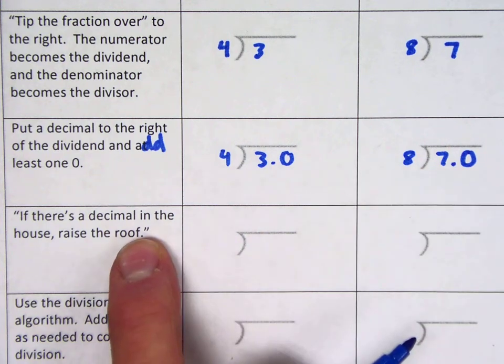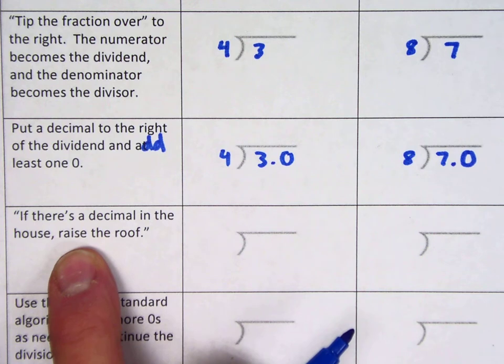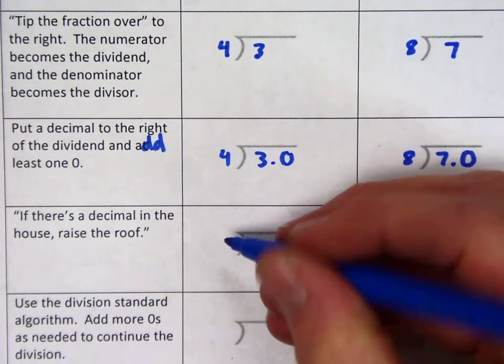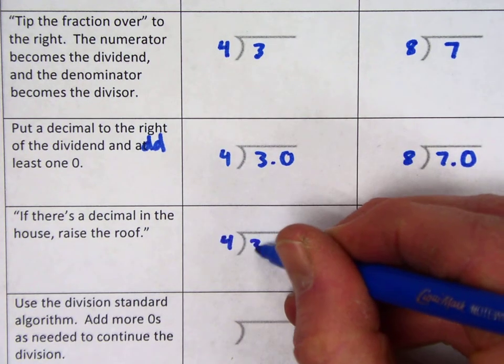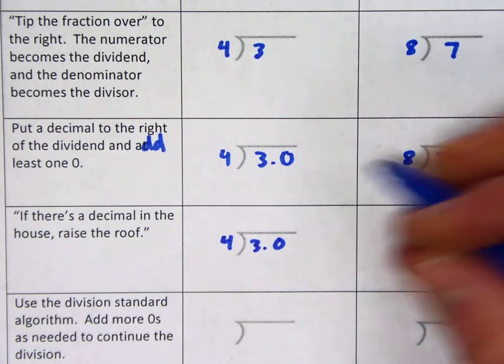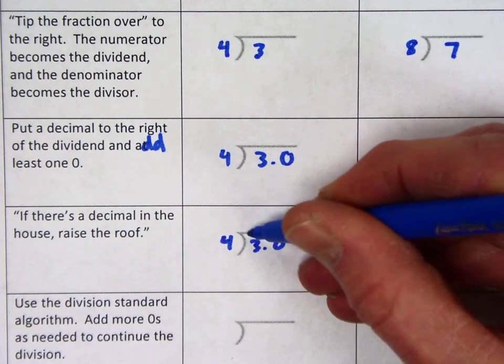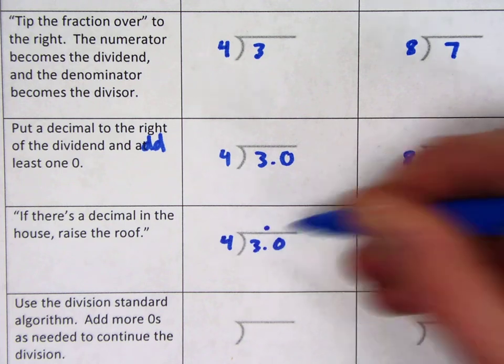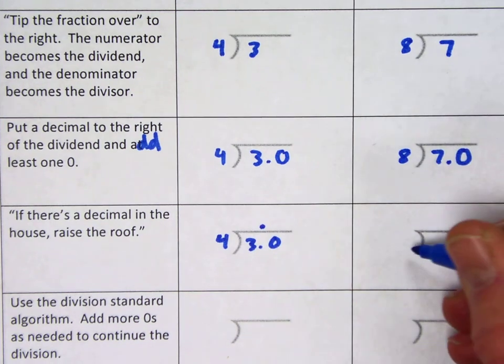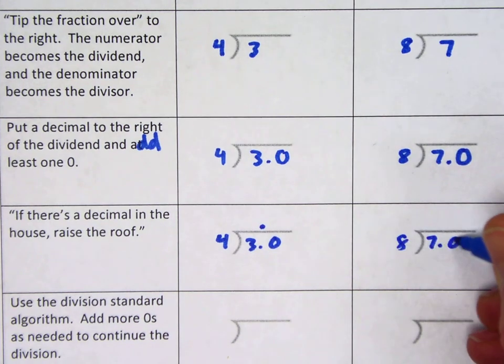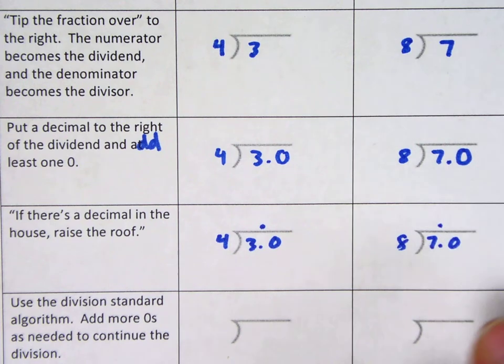The next phrase is: if there's a decimal in the house, raise the roof. That means this. If I have 3.0 being divided by 4, the next step is to put a decimal straight up from it. I can't put it off to the other side, I need to go straight up from it. So over here, I have 8 and 7.0, and I'm going to go straight up from that and put it right here.